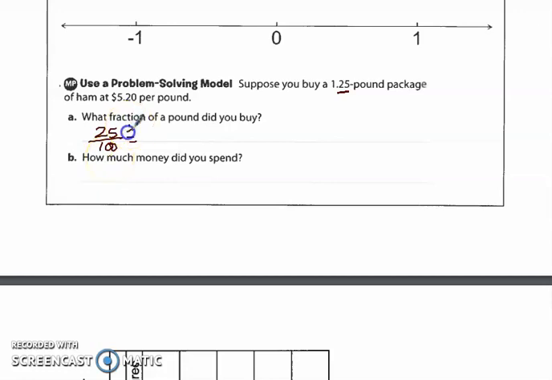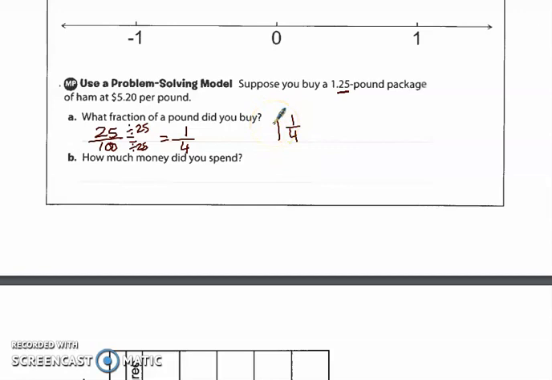If it were me, I would just divide by 25, right? 25 divided by 25 is 1. 100 divided by 25 is 4. So what fraction did I buy? You could say I bought 1 1/4. You could say I bought 1/4. 1/4 is not the full amount. That's just this part. But since we're not quite sure, you could even write that improper.